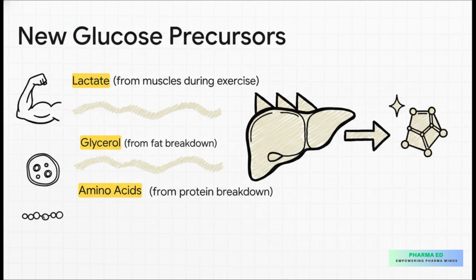It can use non-carbohydrate sources to create fresh glucose. For example, during intense exercise, your muscles produce a lot of lactate. The liver can actually take that lactate and convert it back to glucose. And during fasting, it can use bits of fats and proteins too. This is absolutely crucial for our survival during fasting or really long exercise.